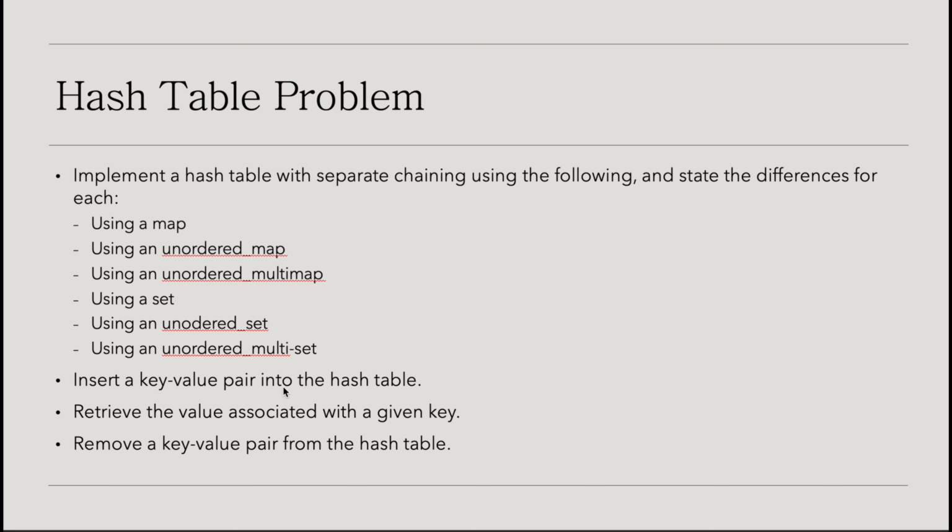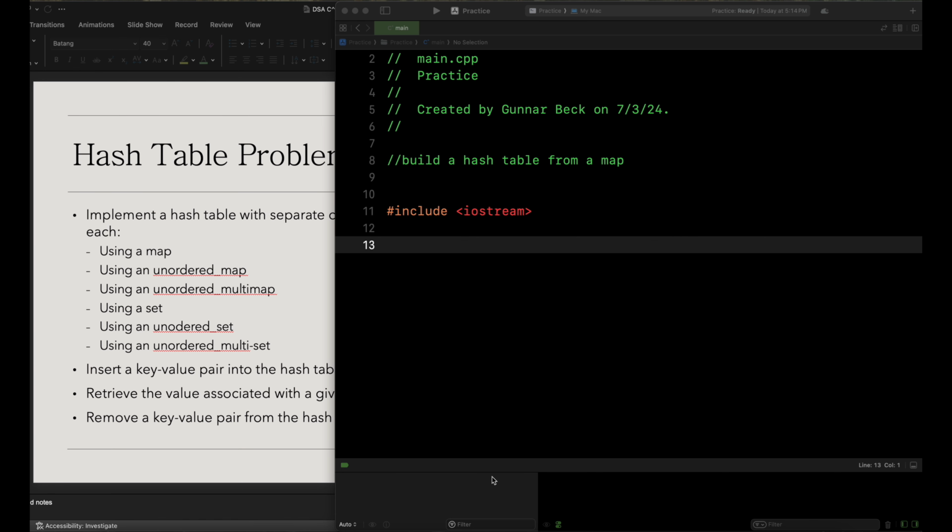We will insert a key value pair into the hash table, retrieve the value associated with the given key, and finally remove a key value pair from the hash table. We will print out our hash table's elements accordingly while we are updating this. And now let's go over our first problem.